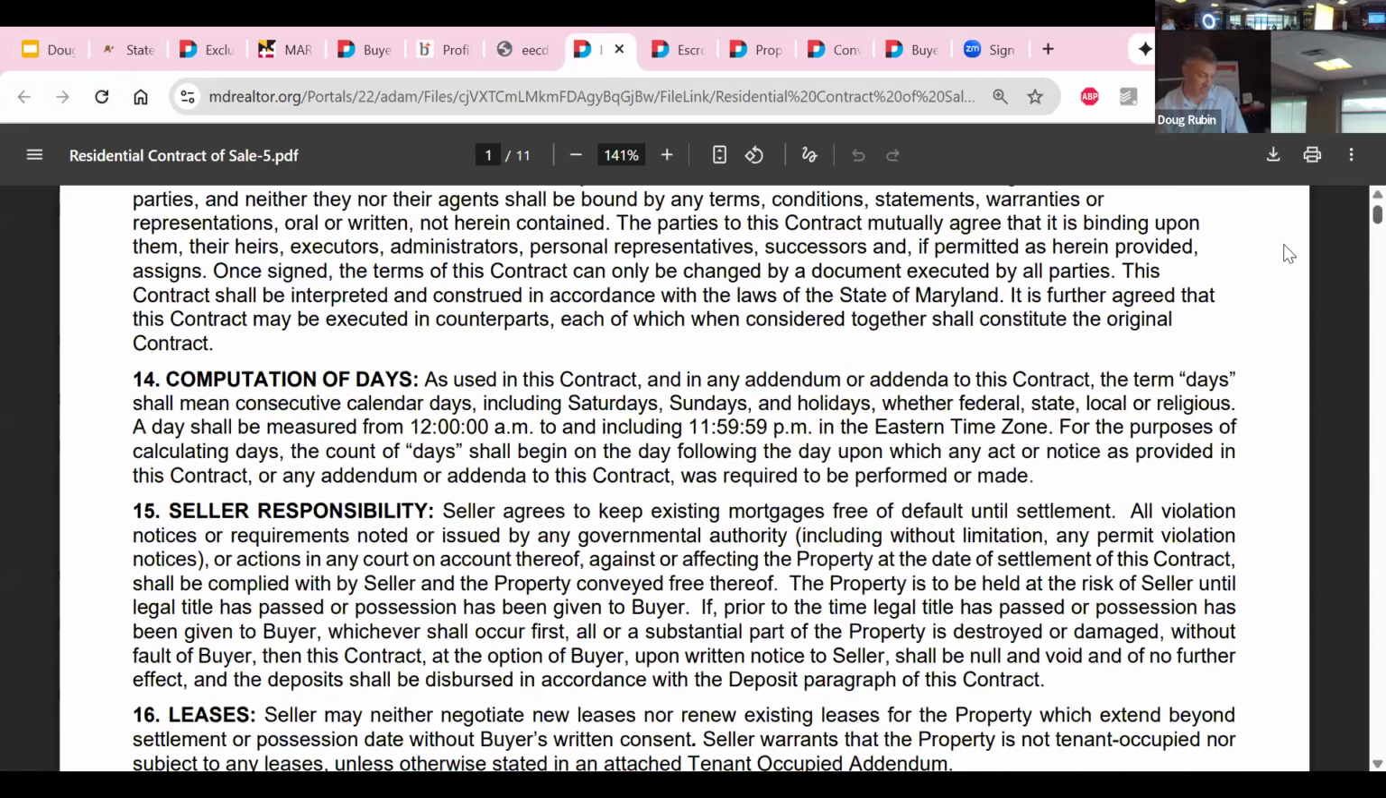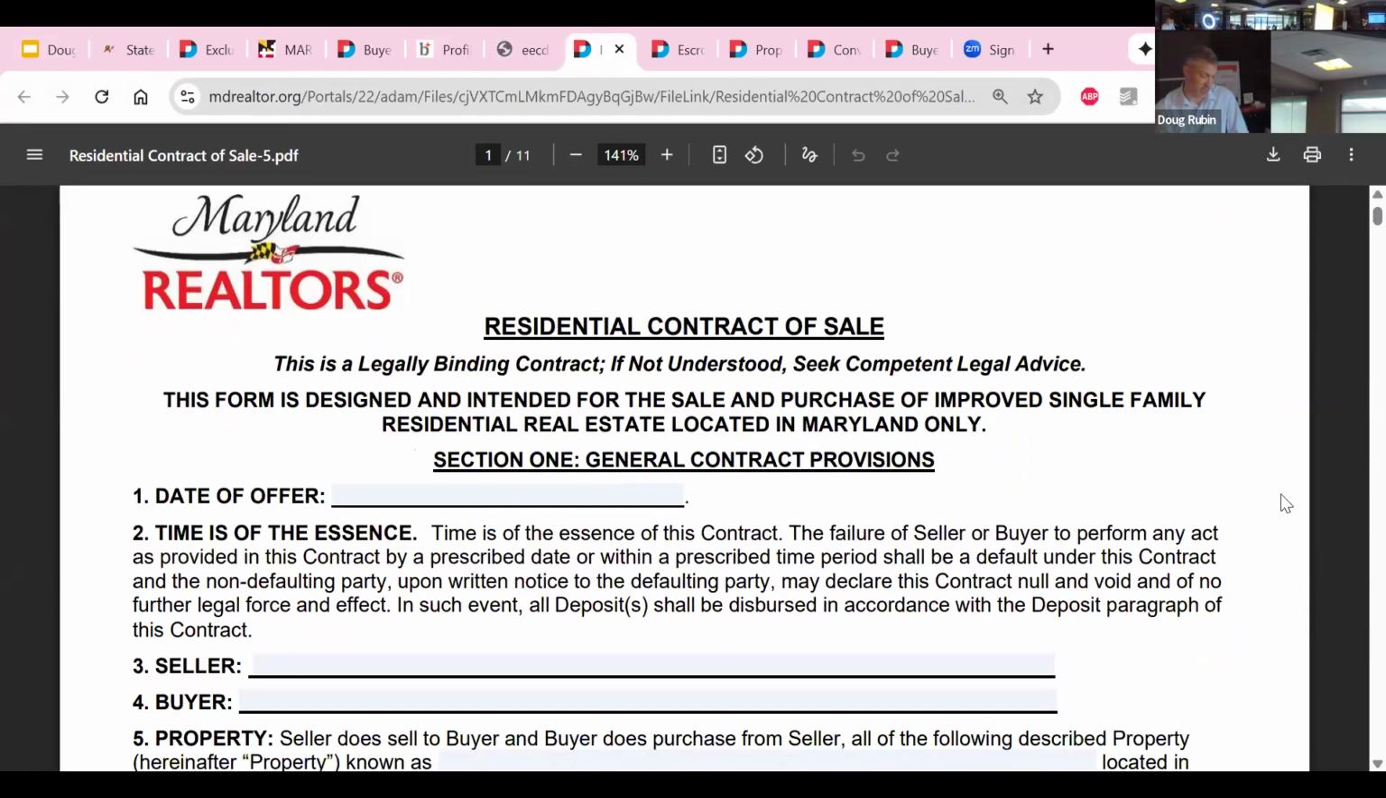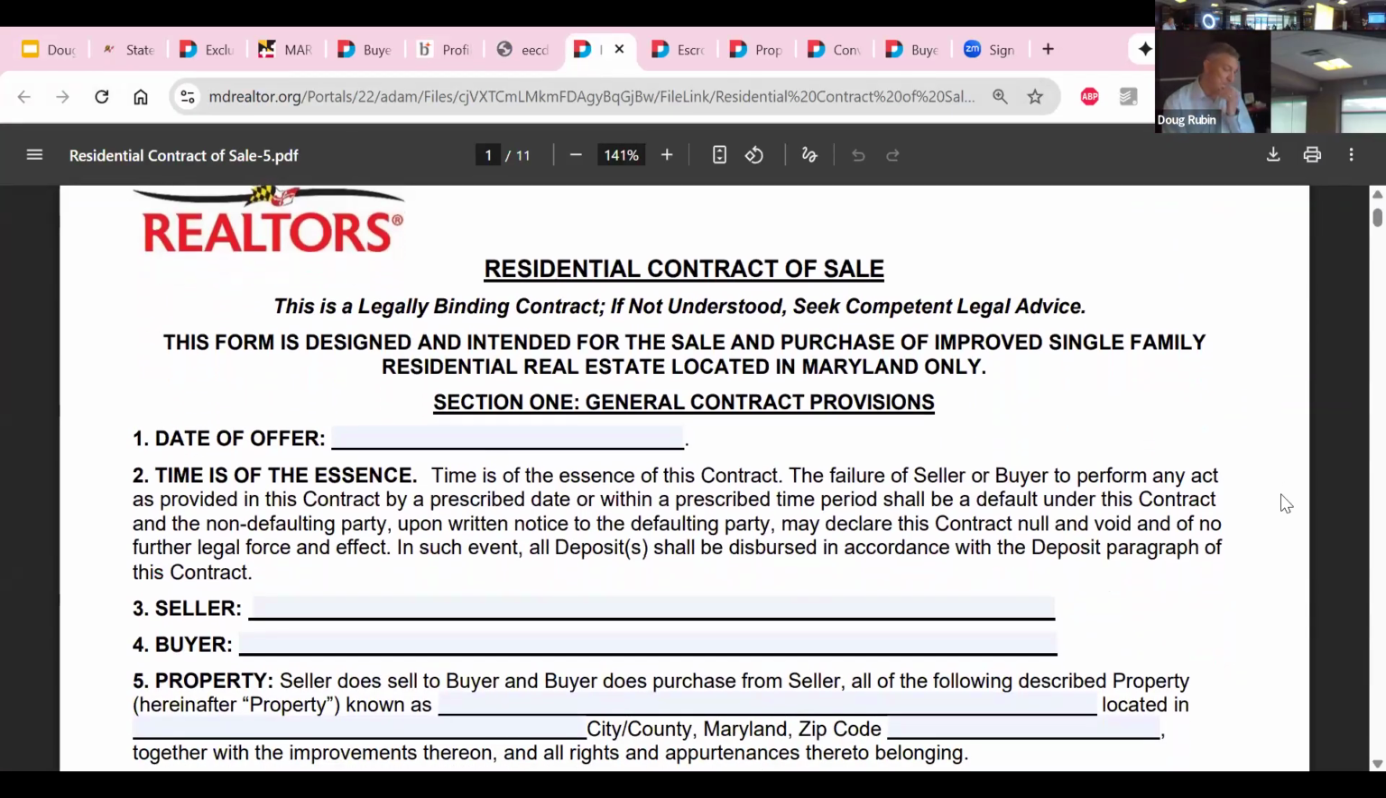Maybe we should talk about a real estate contract of sale if you're here for a contract. This is really the only contract that you should use, guys. If you're a member of GCAR, they have their own contract that they can use.